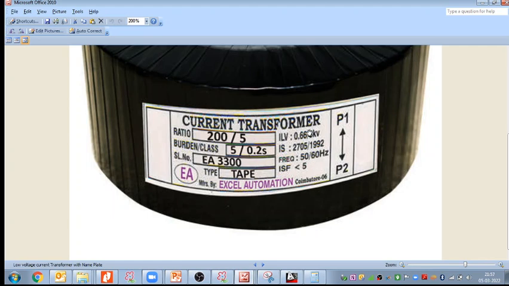ILV, I'll come to the ILV later on. IS is the Indian standard. So in India, we follow IS 2705 as the CT standard, but internationally, we follow IEC 61869. So we are discussing based on the IEC standard, not the Indian standard. But yes, IS is 2705. Frequency 50 and 60 Hz, that's fine.